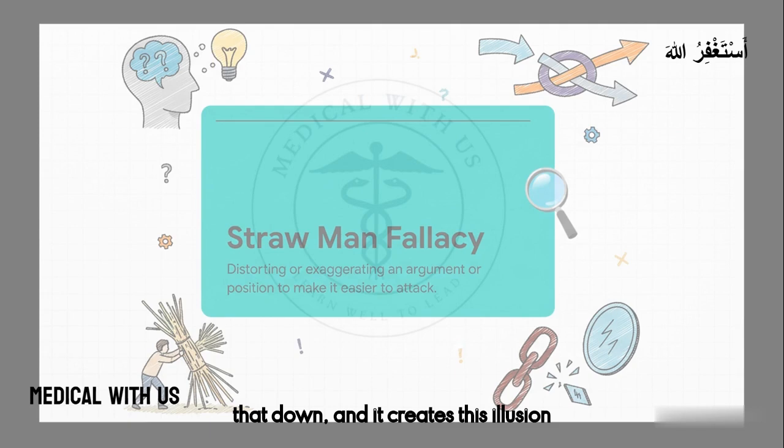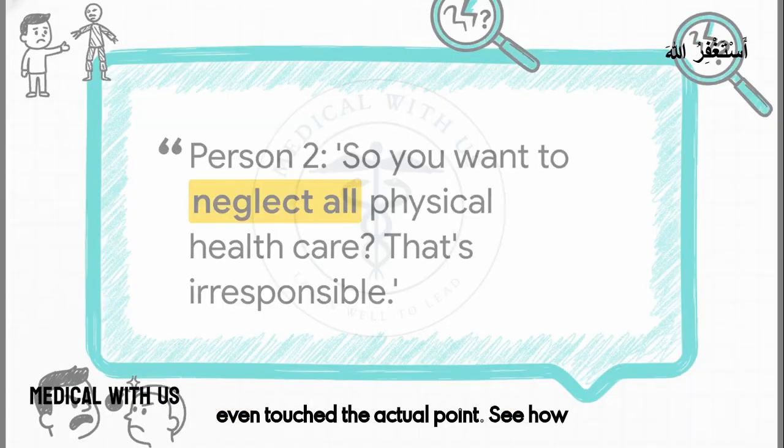Then you knock that down, and it creates the illusion that you've won the debate, but you never even touch the actual point. See how that works? Person 1 makes a totally reasonable point about prioritizing something. Person 2 immediately twists it into this extreme position that they want to just neglect everything else. And of course, that new, ridiculous argument is way easier to attack than the original, more nuanced idea.